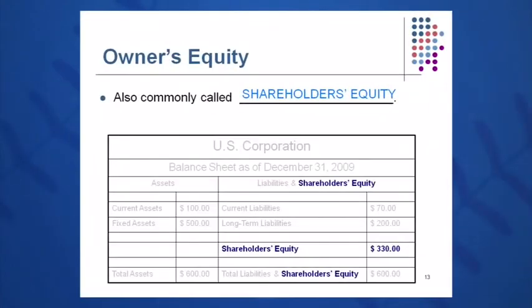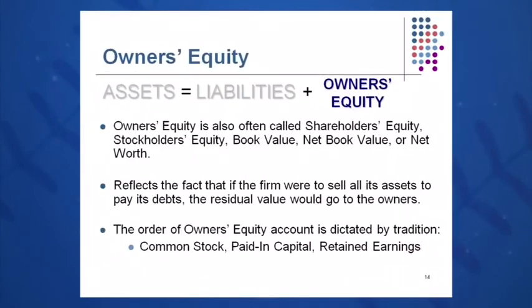Owner's equity, also called shareholder's equity, also called very loosely book value, net book value, or net worth. So you have to understand that all these items mean assets minus liabilities. Again, shareholder's equity, stockholder's equity, owner's equity, net book value, net worth, all mean assets minus liabilities. Depending upon the author or the source, you may see any of those terms to mean owner's equity.